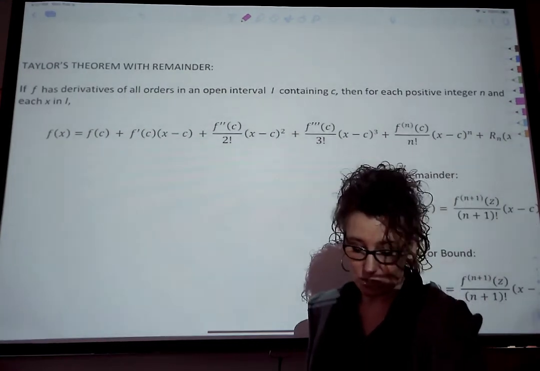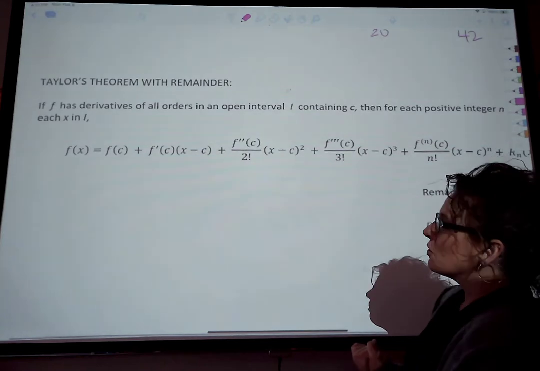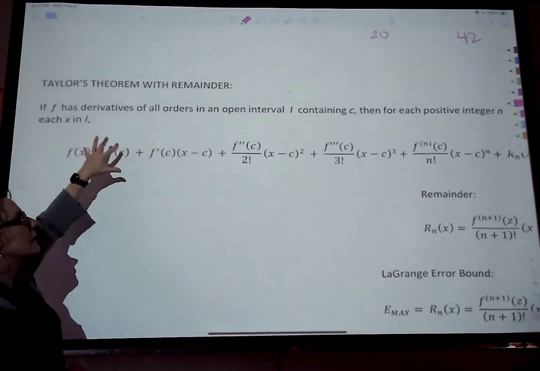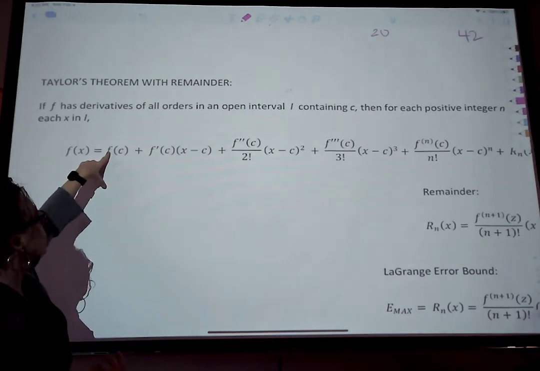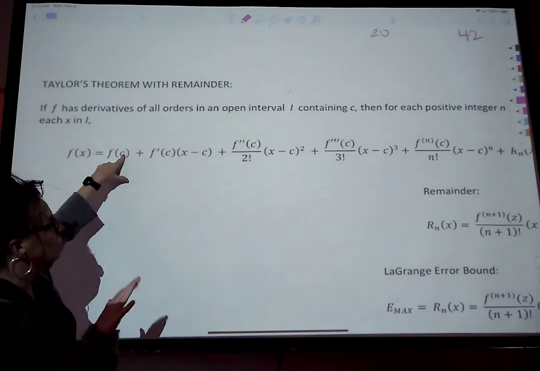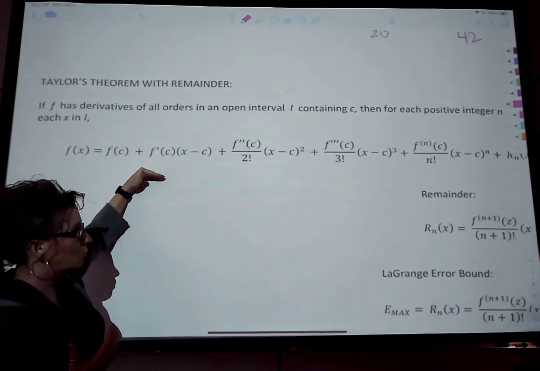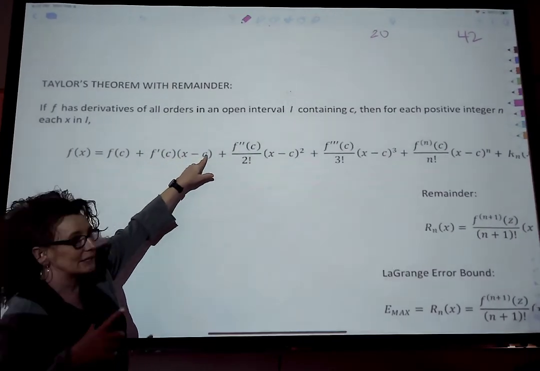Apparently it's the Lagrange error bound. So what we have here, here's our function. Here's how we make a polynomial. We find f of wherever, and then we find our derivative there. And this is over 1 factorial, and this is x minus c to the first power.